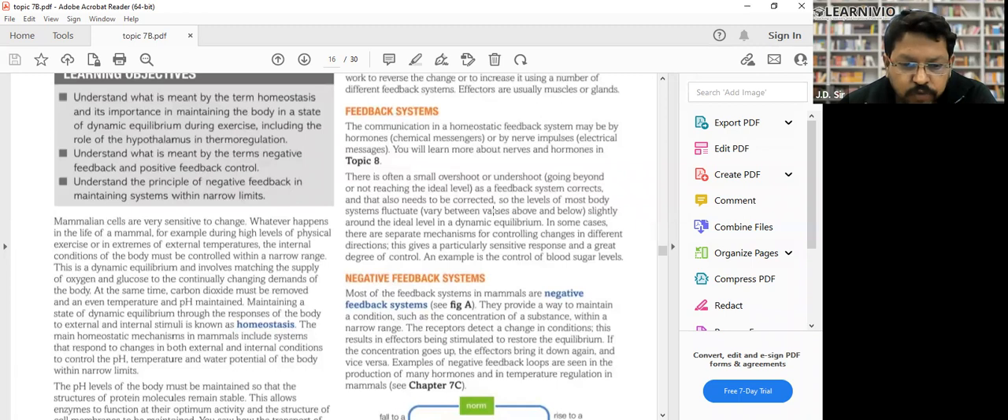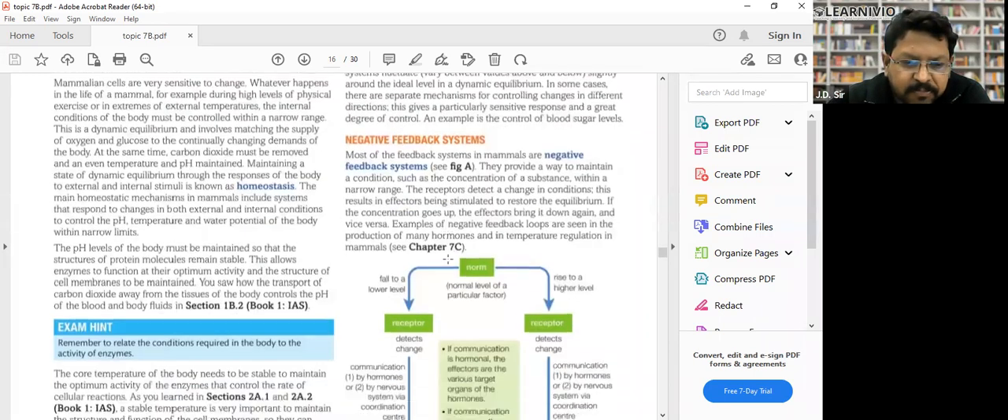And that also needs to be corrected, so that the level in most body systems fluctuates, varying between values above and below, slightly around the ideal level of dynamic equilibrium. In some cases, there are separate mechanisms for controlling changes in different directions. This gives a particularly sensitive response and a great degree of control. An example is the control of blood sugar level.